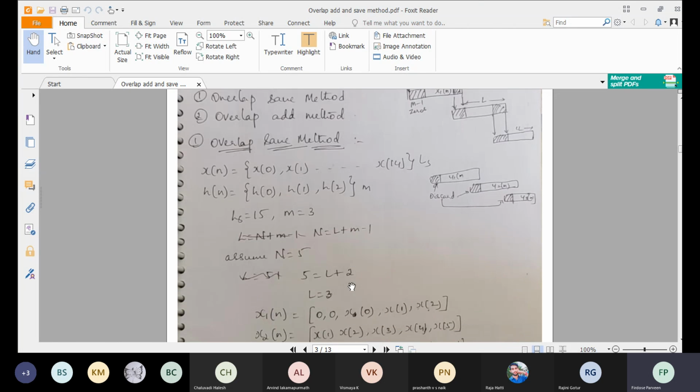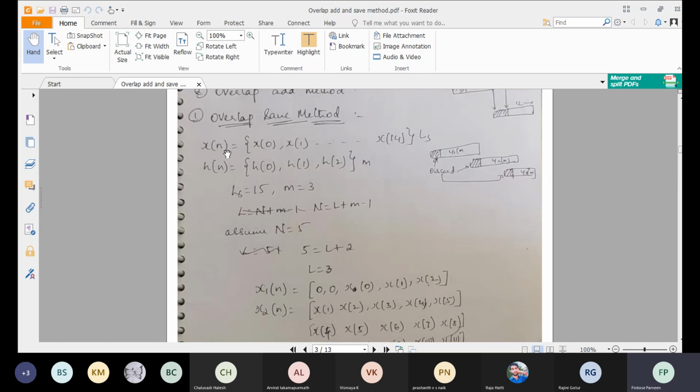So overlap save method. You can take x of n, a given sequence like this, x of 0, x of 1 till x of 14. Ls is the length of the given sequence. For h of n, they have taken h of 0, h of 1, h of 2. That is M. The length of the given sequence x of 0 till x of 14 is 15, so Ls is equal to 15. M is equal to 3. Now we know the formula N is equal to L plus M minus 1.